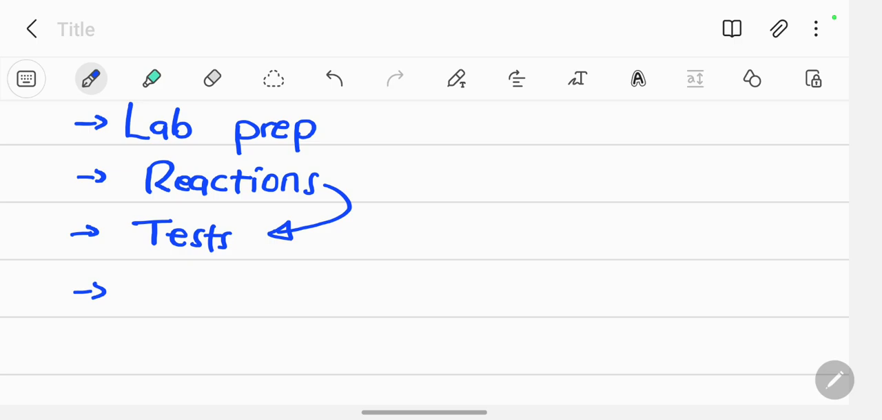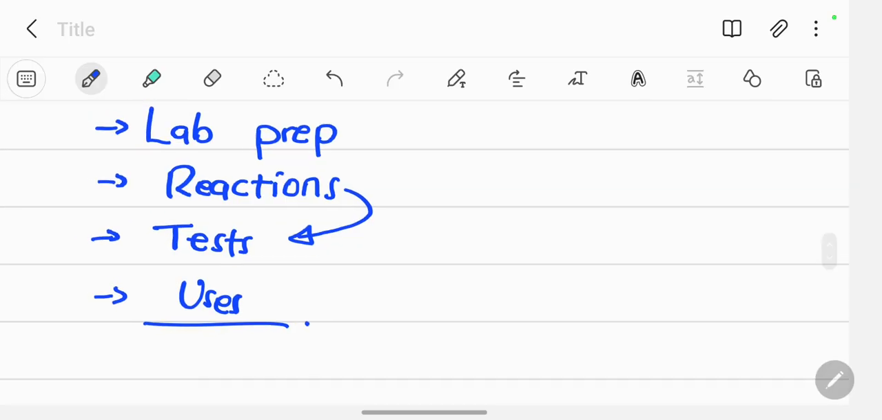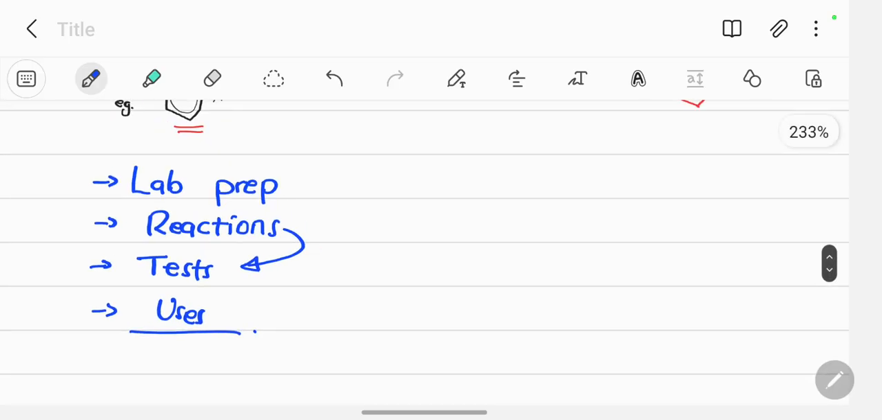So if the observation is physical, if there is some physical color change, we can take that as a test for the presence of the halogen. Then we shall look at the uses and we close the topic. So you find out that this topic is a bit big, but I'm going to be very fast.